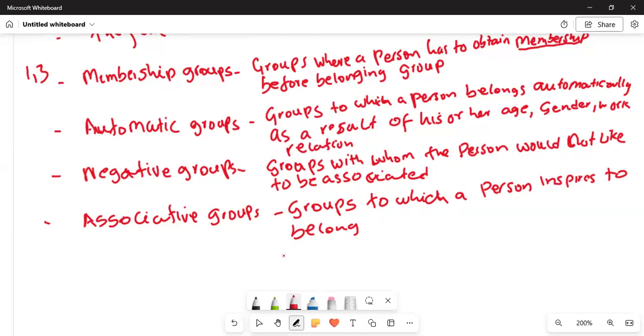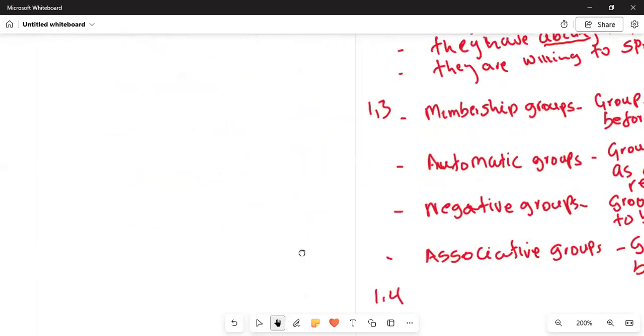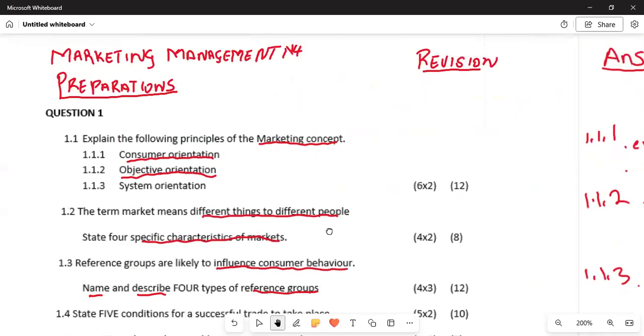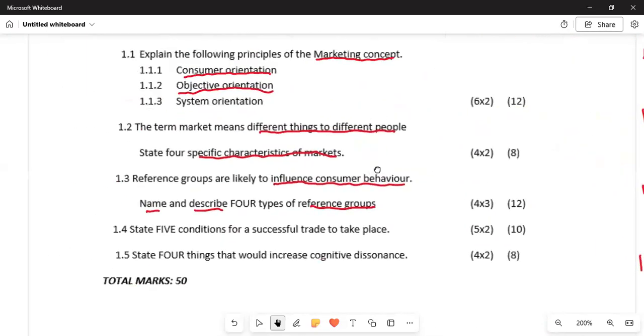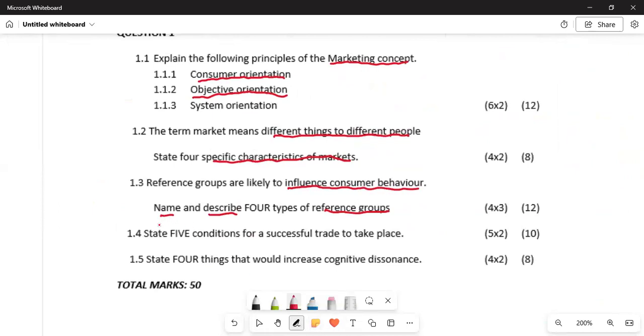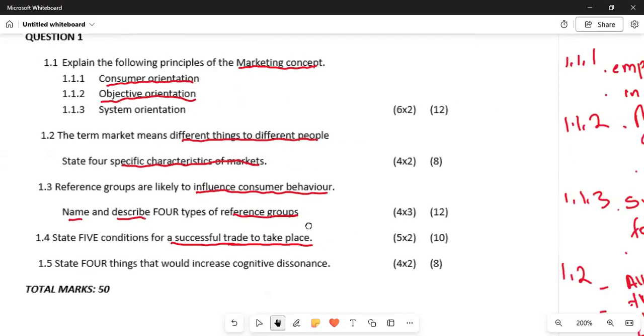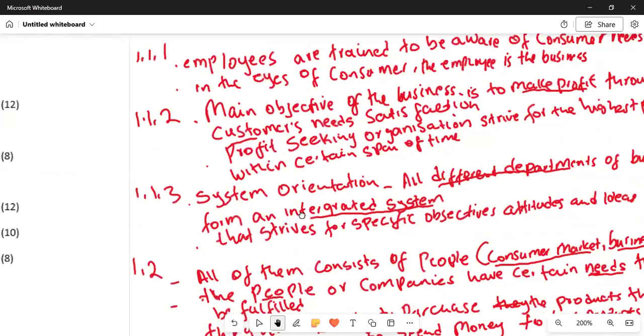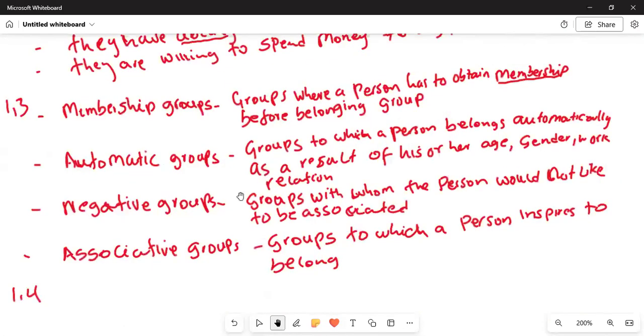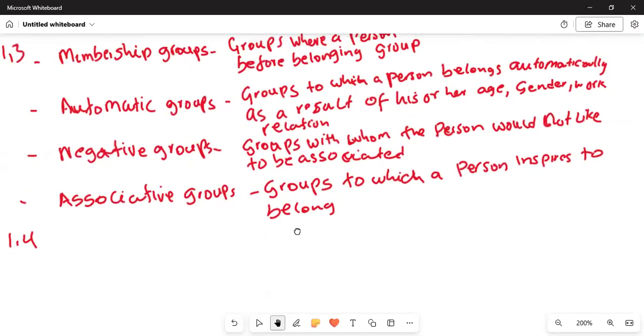Now we are going to question 1.4. So 1.4 is as follows. State five conditions for a successful trade to take place. For us to have a successful trade, state five conditions. So now let us go and answer it. Conditions of how a successful trade can take place.